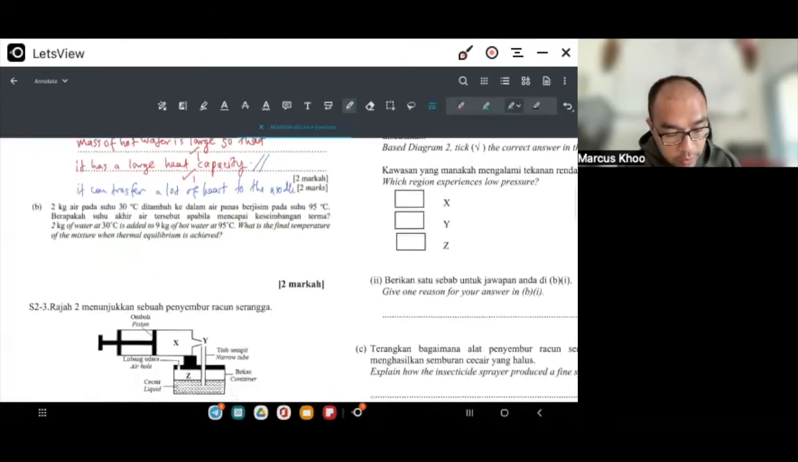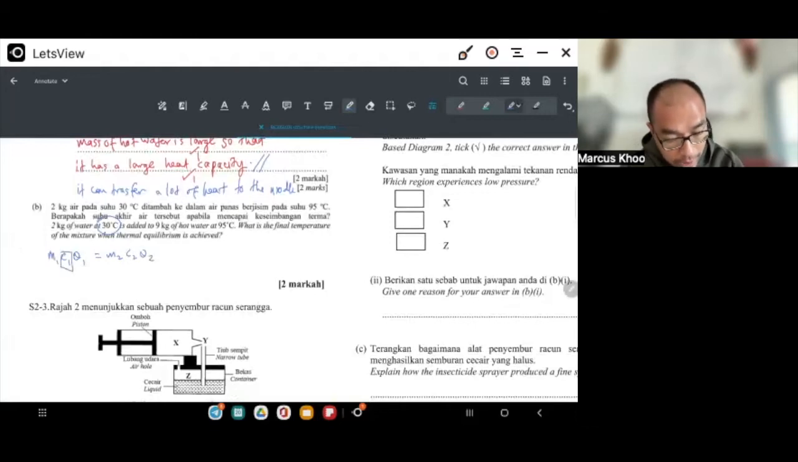2 kilograms of water at 30 degrees Celsius is being added to 9 kilograms of water at 95 degrees Celsius. What is the final temperature of the mixture? Let's take the low one first. The low one is obviously going to increase in temperature, so we use M1, C1, theta 1. The good news is that C is the same because both are water. Equals M2, C2, theta 2.